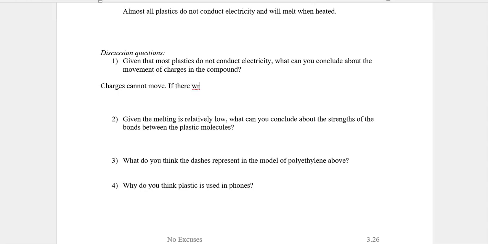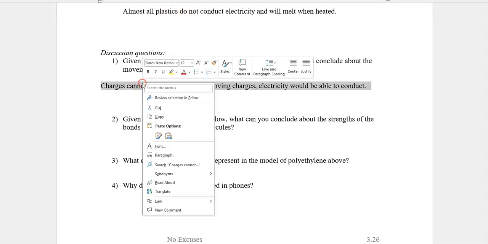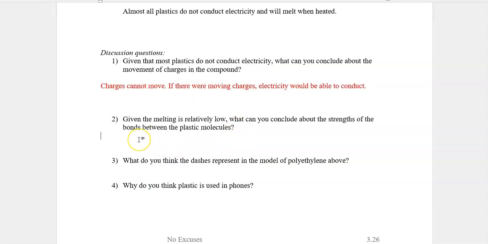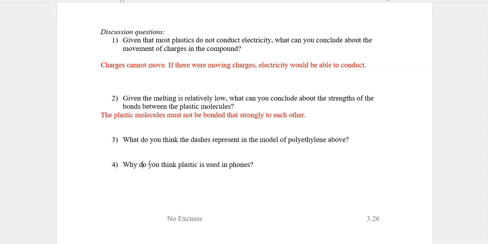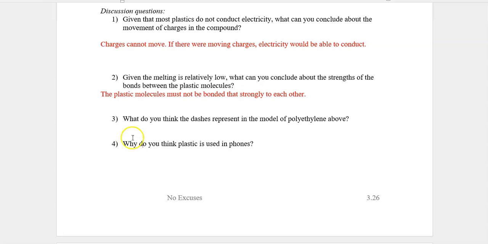If there were moving charges, electricity would be able to conduct. Given the melting point is relatively low, what can you conclude about the strengths of the bonds between the plastic molecules? The plastic molecules must not be bonded that strongly to each other. Remember, ionic has thousands of degree melting points. Like ionic bonds you throw in a fire, it doesn't even melt if it's just a normal fire, like a campfire or whatever. Number 3, what do you think the dashes represent in the model of polyethylene above?